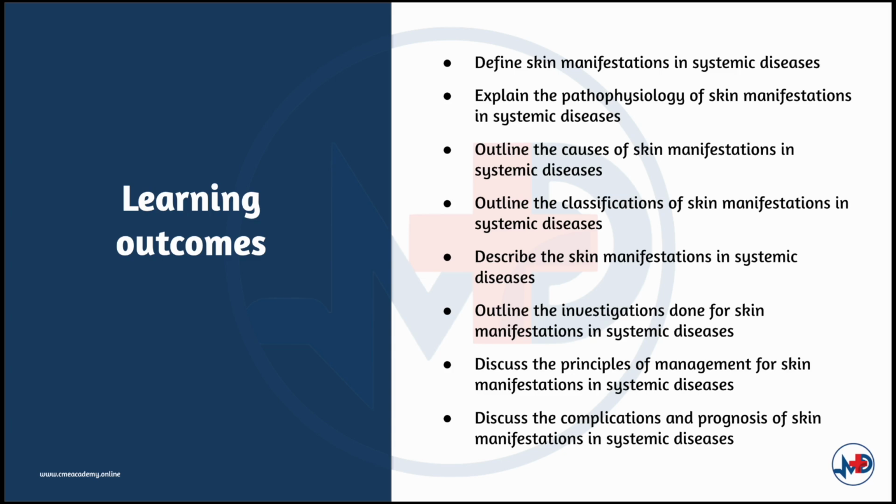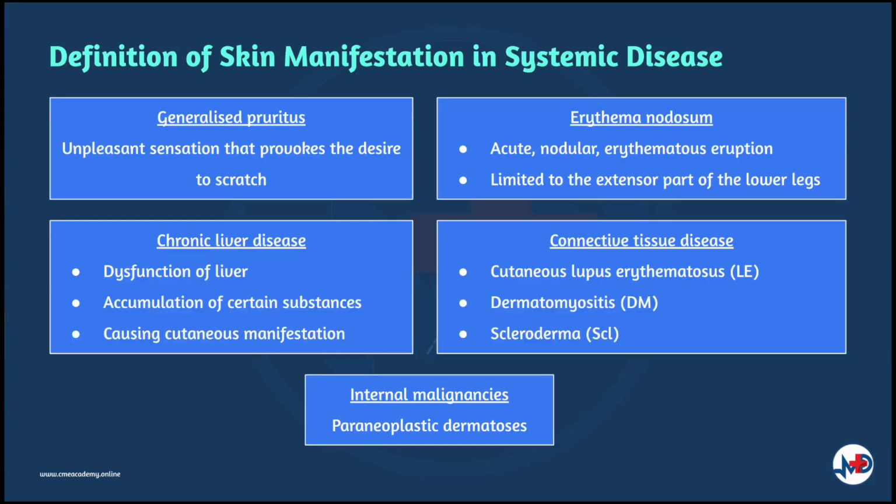of skin manifestations in systemic diseases, outline the causes and classifications of these skin manifestations, describe the skin manifestations in systemic diseases, outline the investigations, discuss the principles of management, and finally discuss the complications and prognosis of these manifestations. Let's get started. So, skin manifestations of systemic disease can be wide, varied, specific, and non-specific.